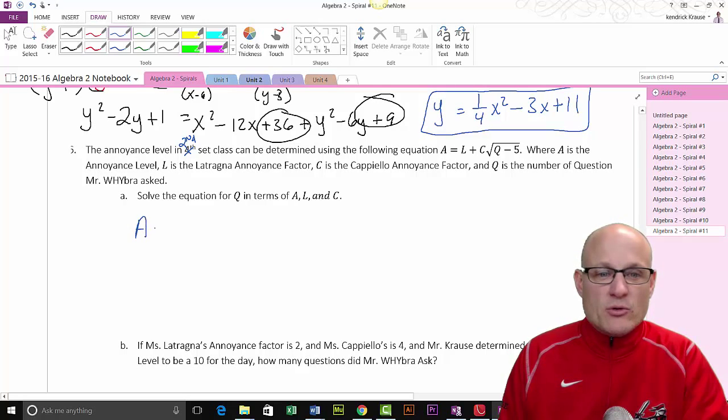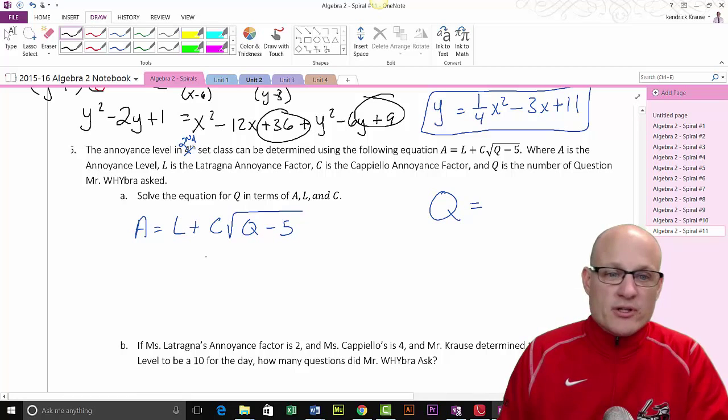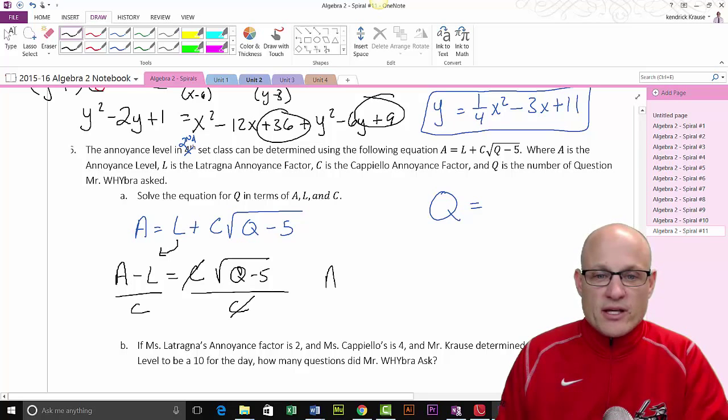My equation is A equals Latrogna plus Cappiello times the square root of the number of questions Q minus 5. What I want to do is solve, and when I'm done, I want to have Q equals. The first thing I'm going to do is bring this L over, so it just changes sign. So it's A minus L equals C square root of Q minus 5. Then I want to divide by C. So what I have now is A minus L over C equals the square root of Q minus 5.